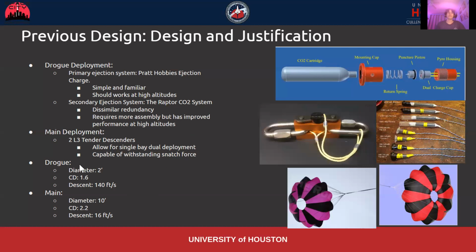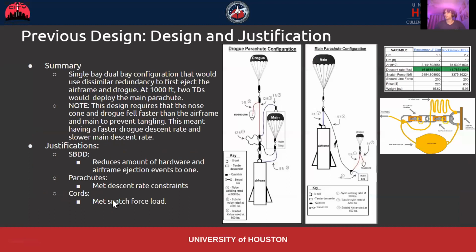For the main deployment, we had two L3 tender descenders, which are these really big tender descenders. I think these are rated for like 6,000 pounds of force. Our drogue was a 2 feet in diameter parachute with a coefficient of drag of 1.6, and our descent rate was 140 feet per second. And then our main was 10 feet in diameter, a coefficient of drag of 2.2, and a descent rate of 16 feet per second, which is wrong. Should actually say 14.78.